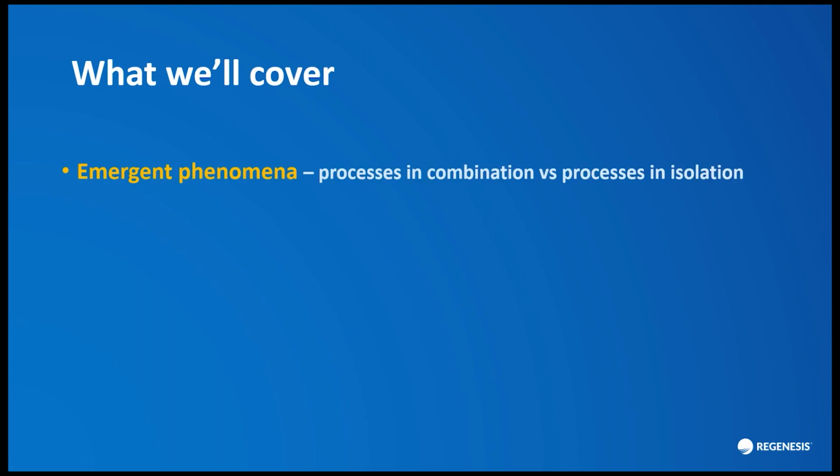What we're going to cover in this are the principles of emergent phenomena, in other words, processes in combination versus processes in isolation, patterns and behaviors that can emerge when multiple smaller parts come together. We're going to look at the principle of kinetic equilibria, where two or more opposing dynamic processes find a balancing point. For example, when a system may appear to have stalled, when in fact quite the opposite is true.